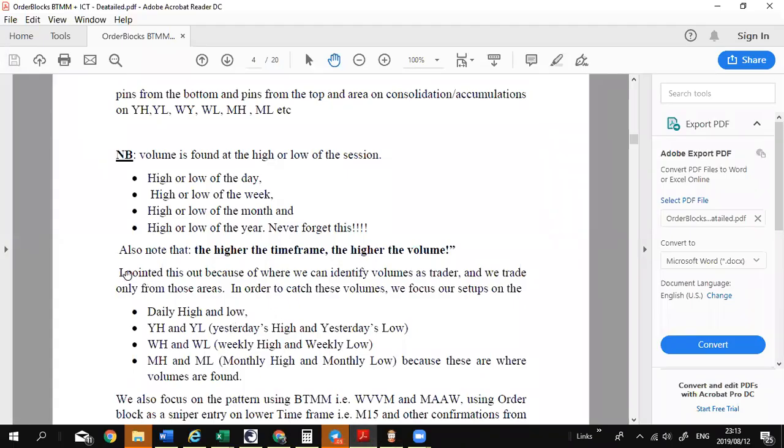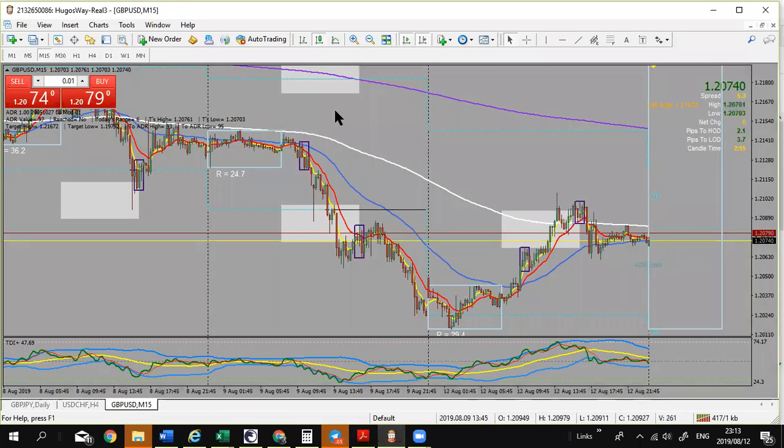So I pointed out these areas where we can identify volume as a trader. We trade from these areas. In order to catch these volumes, we focus on setups on the daily high and low. So on the template, YH stands for yesterday's high and YL stands for yesterday's low. WH is the weekly high, WL the weekly low, MH and ML the monthly high and low. I'm sure you guys have seen the YH and the YL. If you don't know what it means, it simply means the blue tracer. The blue tracer is the YL and the YH.